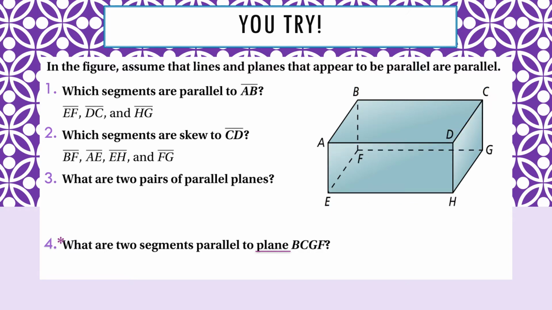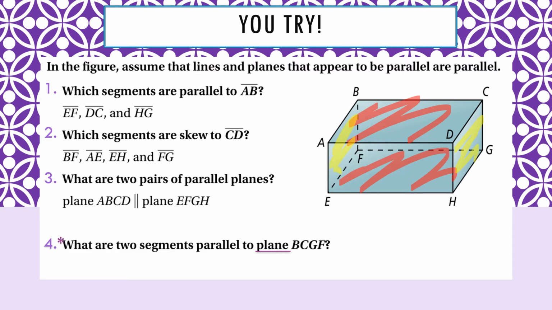Okay, what are 2 pairs of parallel planes? So we could say the top one and the bottom one. Or we could have the 2 side ones, this one and this one. So plane ABCD is parallel to EFGH, or plane DCG, which is your side one in yellow here, is parallel to this one. And you could also do some more here.